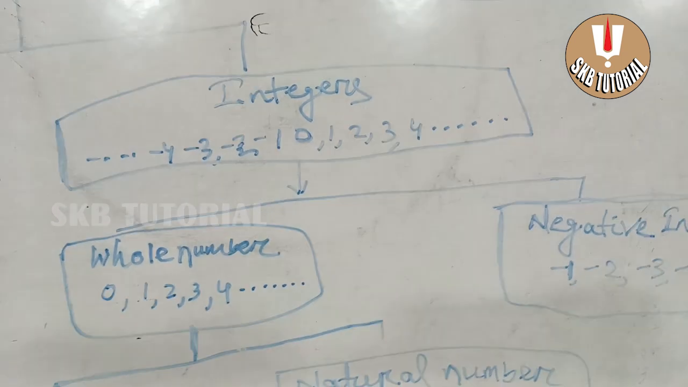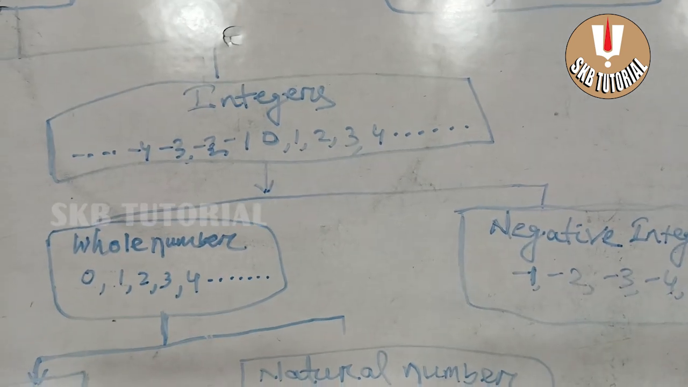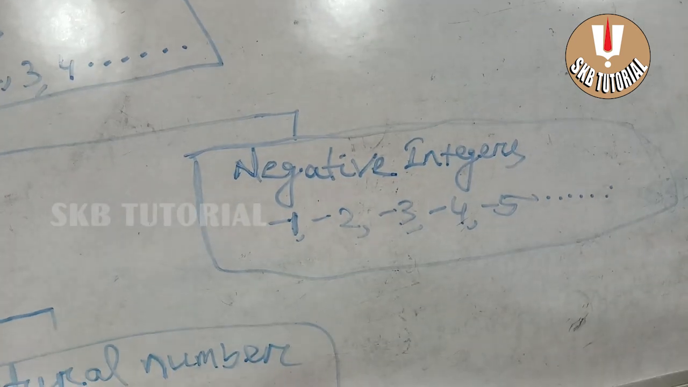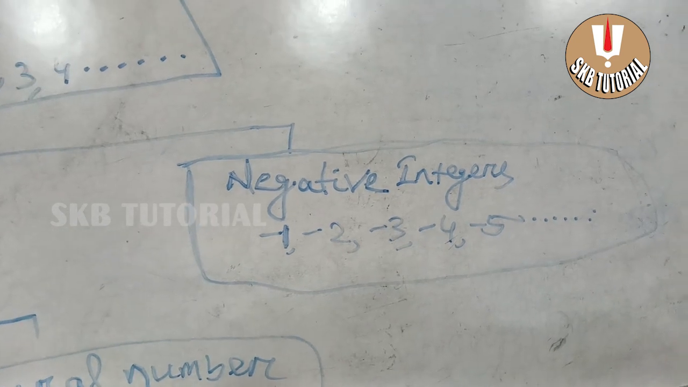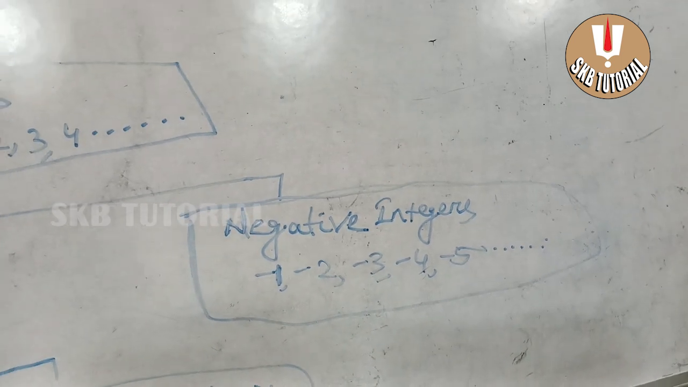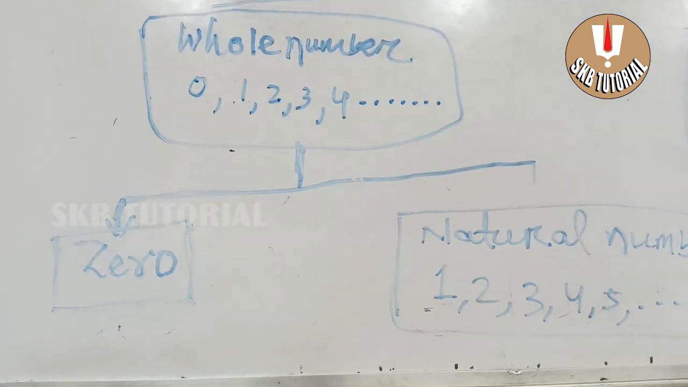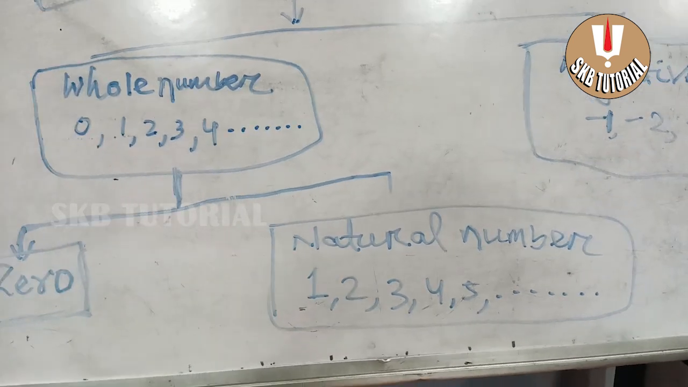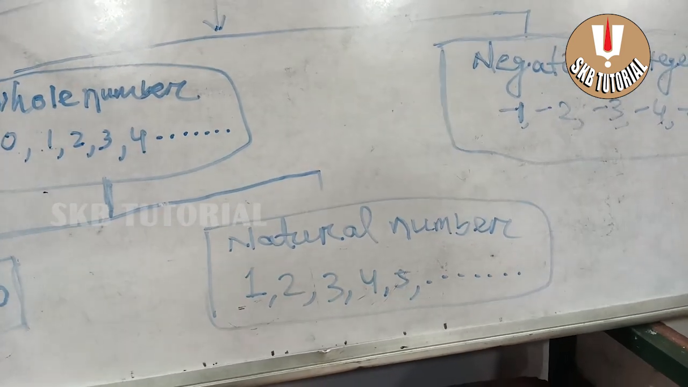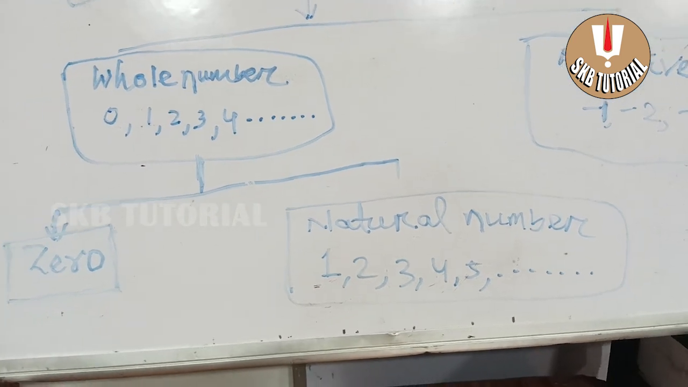Then integers are classified into two groups. One is whole numbers, another one is negative integers. Whole numbers start from 0, 1, 2, 3, 4, 5, and negative integers are all negative numbers: minus 1, minus 2, minus 3, minus 4, minus 5 up to infinity. Then whole numbers are classified into two groups: 0 and natural numbers. Natural numbers, as I told you, are all counting numbers starting from 1, 2, 3, 4, 5 up to infinity.